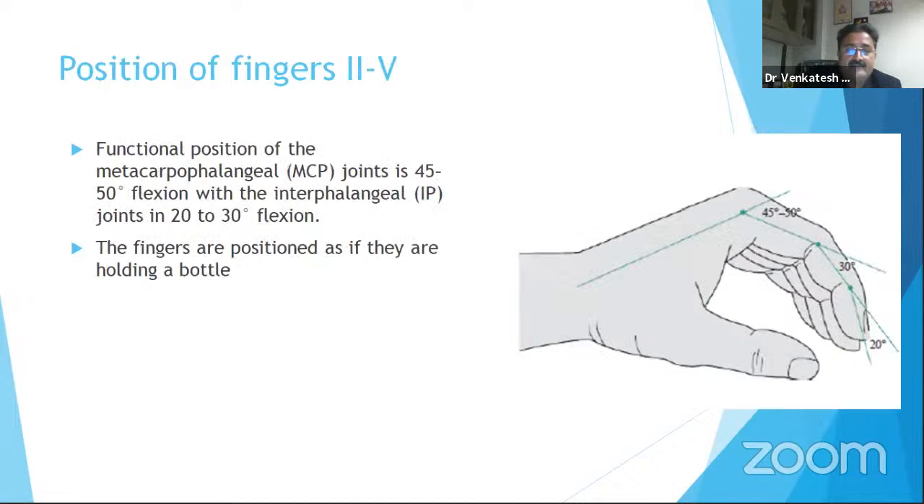Coming to position of the 2nd to 5th fingers, the functional position of the metacarpophalangeal, that is MCP joint, is 45 to 50 degrees of flexion, with interphalangeal joints at 20 to 30 degrees of flexion. The fingers are positioned as if they are holding a bottle.